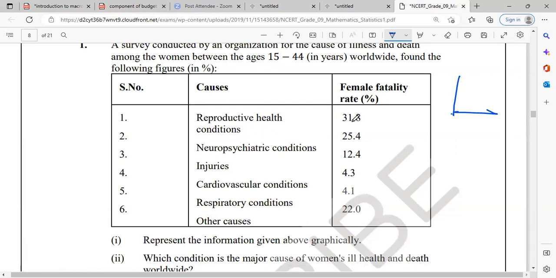Ma'am, x-axis. Yes. Here. And then this you will represent on the y-axis here. Okay. First of all, over here, what is the highest number? It is 31. And the least number is 4.3.